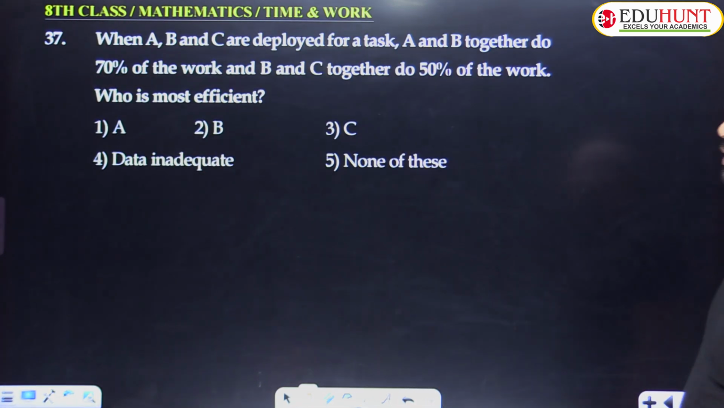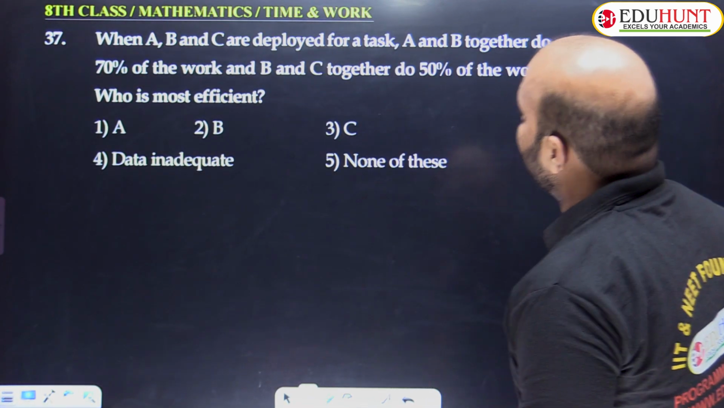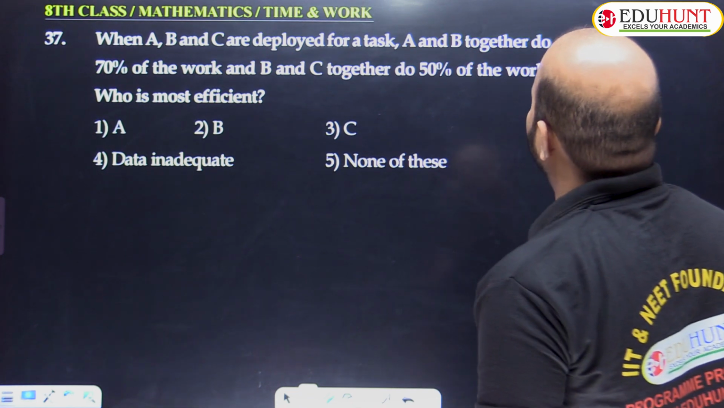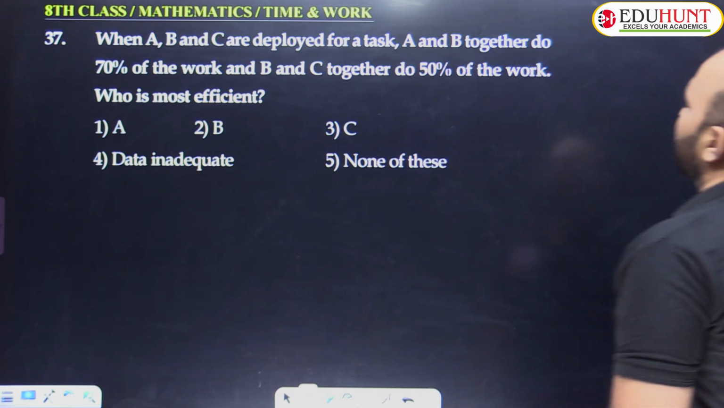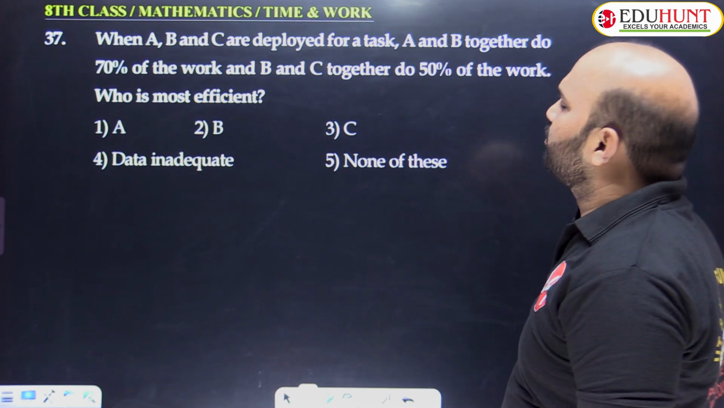Am I clear? Let us go to question number 37. When A, B, C are deployed for a task, A and B together complete 70% of the work, and B and C together complete 50% of the work. Who is most efficient?